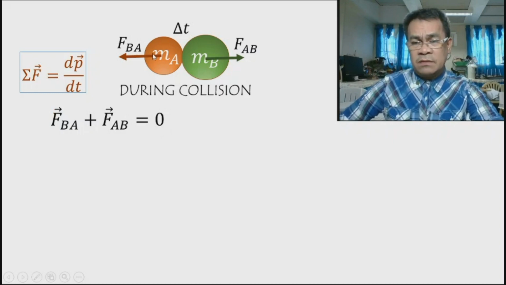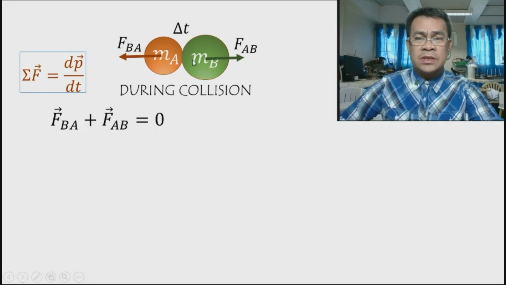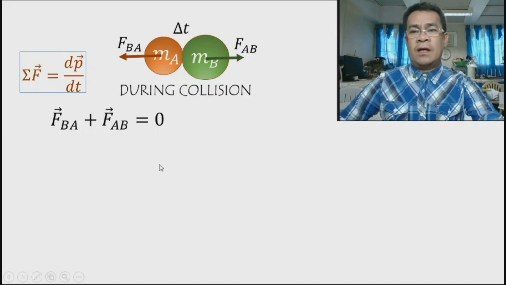Now take note that if we sum up these two forces, the force that B exerts on A and the force that A exerts on B, the sum should be 0. Why? Because these are forming interactions, action and reaction. So therefore, they must have the same magnitude, but take note, in opposite directions. Therefore, if you add the two, the sum should be 0.